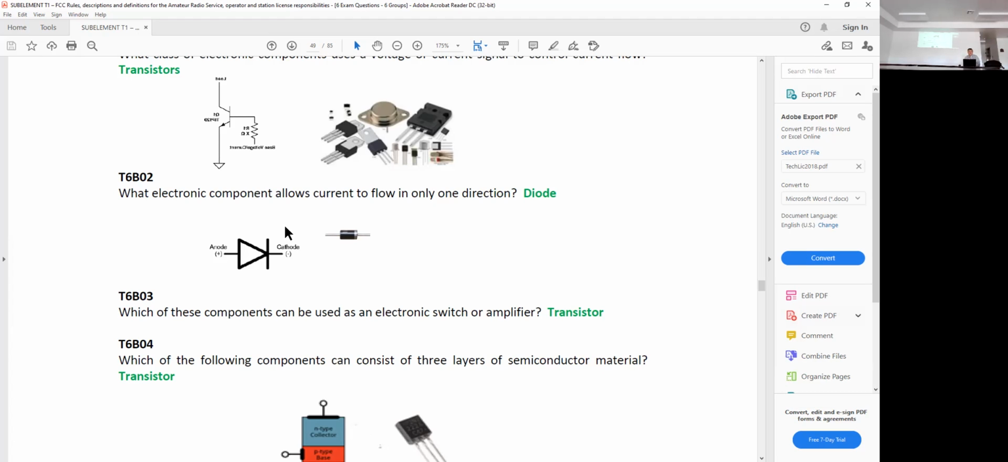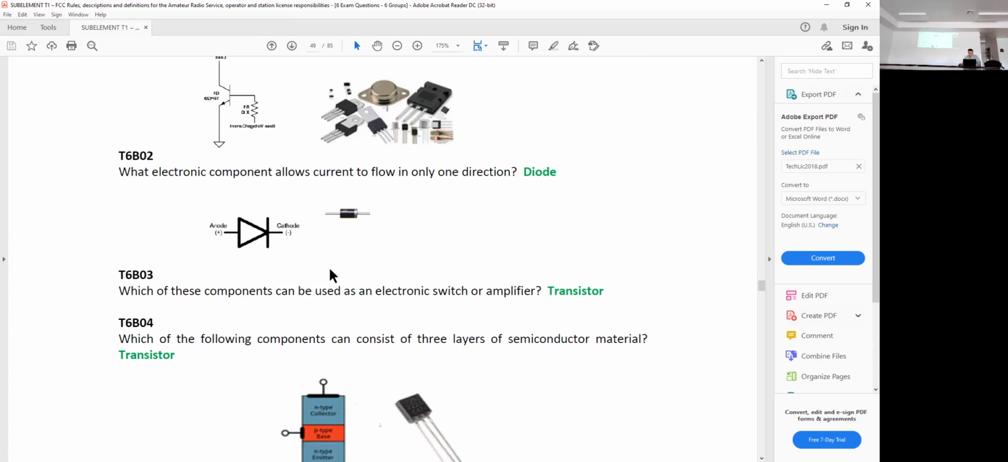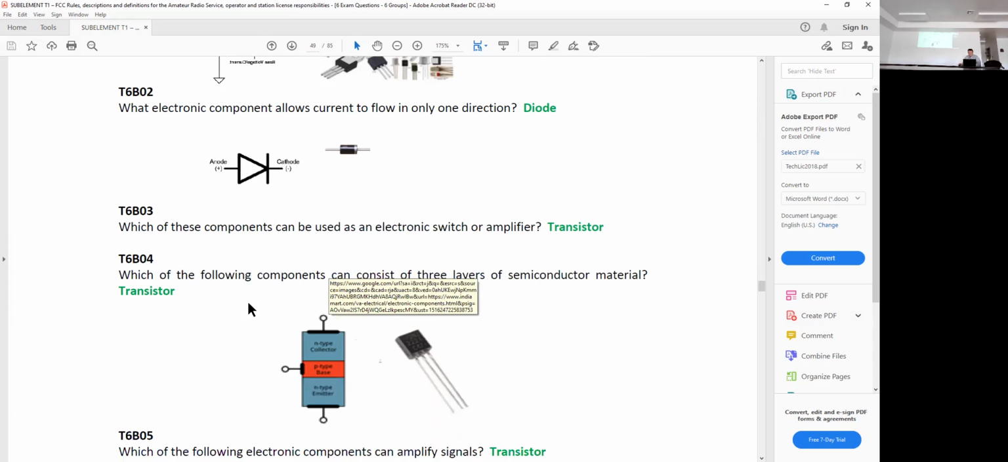So there you got basically the guts of a power supply. A diode to get it to DC, and then some filtering components like a capacitor to smooth it out and make it nice and constant. And then a voltage regulator to keep the voltage just right. So diodes are incredibly useful. Which of these components can be used as an electronic switch or amplifier?